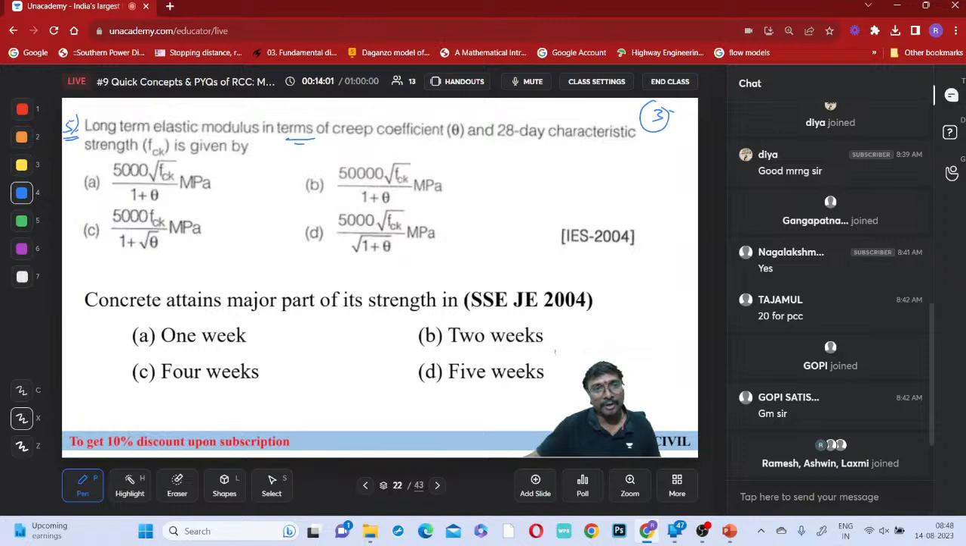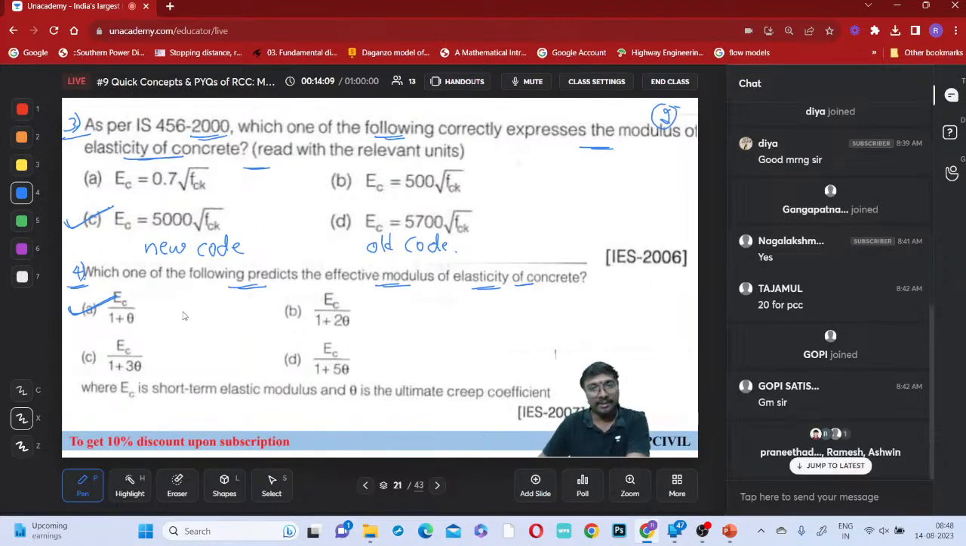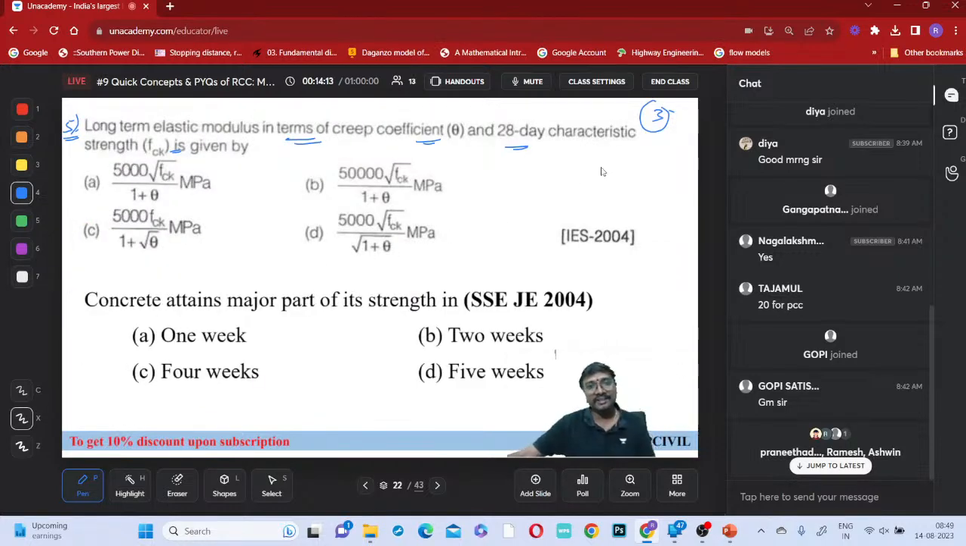Long-term elastic modulus in terms of the creep coefficient and the 28 days characteristic strength fck is given by, just now we have done this. What is the long term modulus? Ec by 1 plus theta. What is that Ec? That is 5000 root fck. So it is 5000 root fck divided by 1 plus theta.